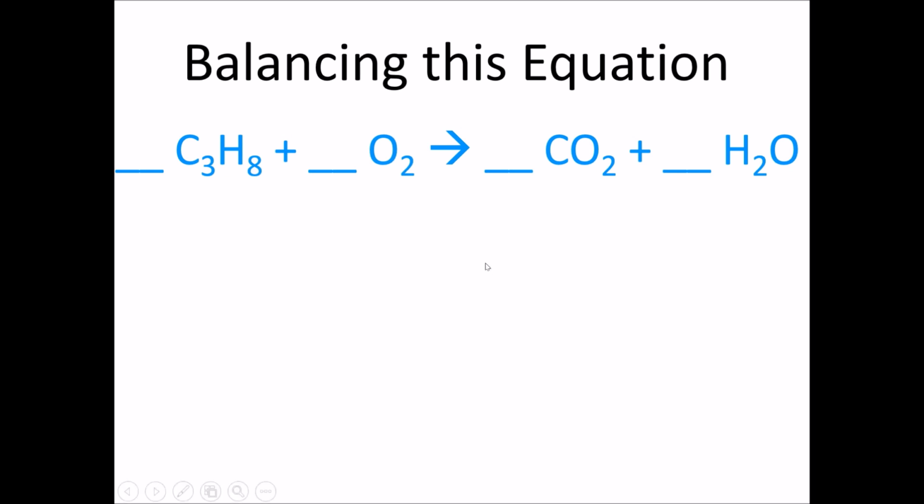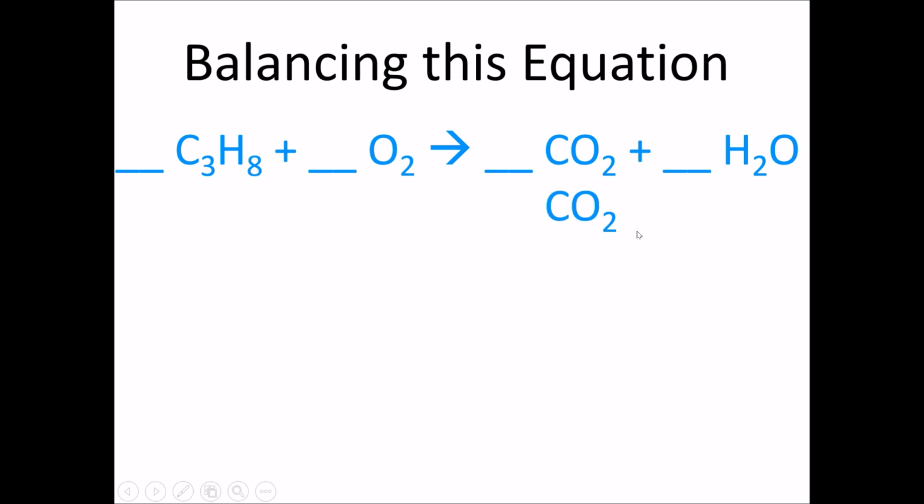So what we're going to do is start off by focusing on just one element at a time. I'm just going to go ahead and focus on carbon because it's the first element in line. Since I see 3 carbons on the reactant side, I want to also have 3 carbons on the product side. But I'm not allowed to just put a little subscript of 3 there. I have to actually add the entire molecule, because carbon dioxide is the molecule present.